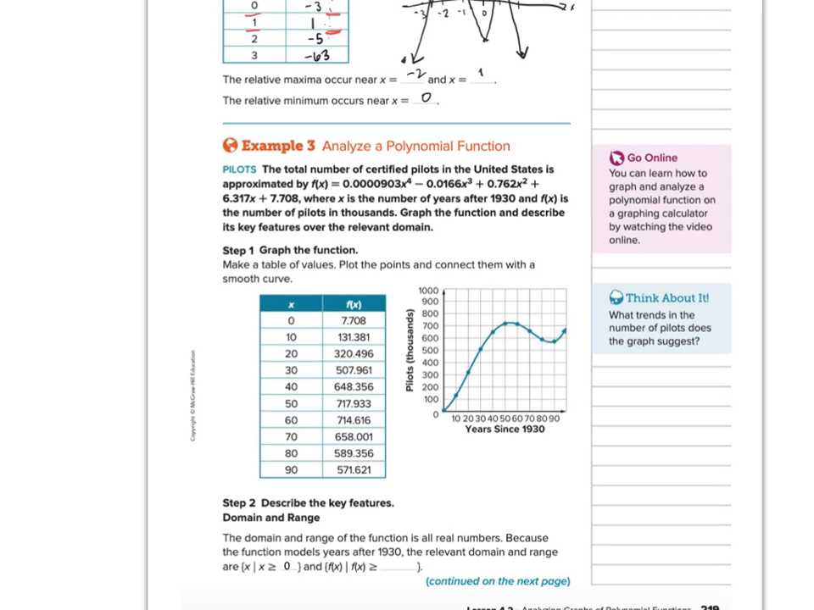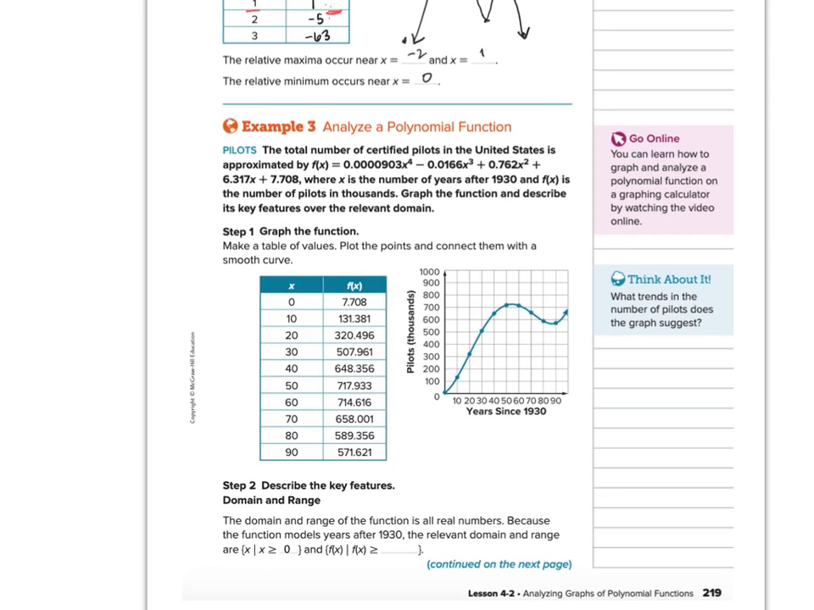Now here, analyzing this chart, they have the total number of certified pilots in the United States, which is approximately calculated by this function where x is the number of years since 1930. So this is 1930, this is 1940, 50, 60, 70, and so forth.